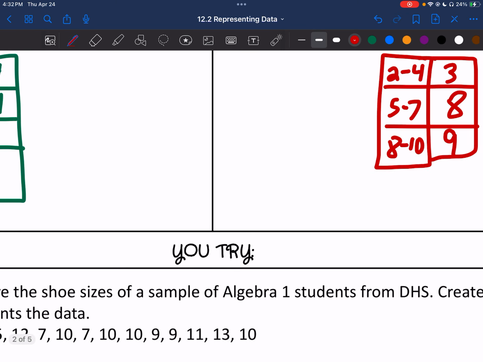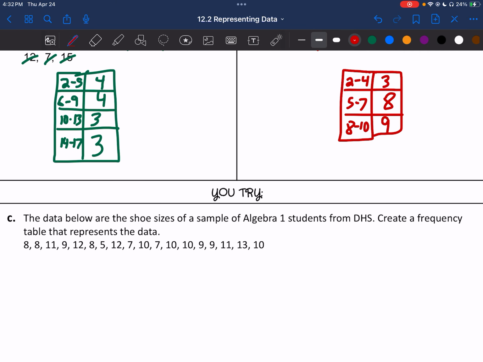All right, you try problem. We've got data of shoe sizes of a sample of Algebra 1 students from DHS. Create a frequency table that represents the data. Well, my lowest value appears to be a 5, size 5. My highest value is a size 13. 13 minus 5 is 8, plus 1 is 9, so we can do intervals of 3 again.